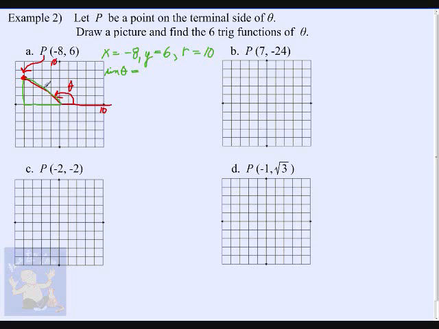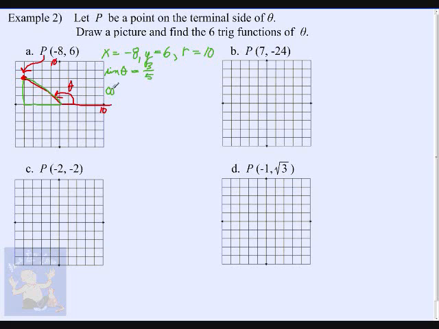What is sine going to be in the second quadrant? We know that in the second quadrant it is still positive. It's defined as y divided by r, which is 6 divided by 10. 6 divided by 10 will simplify to a positive 3/5.